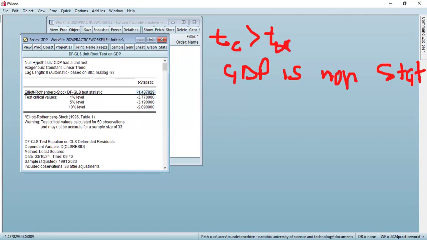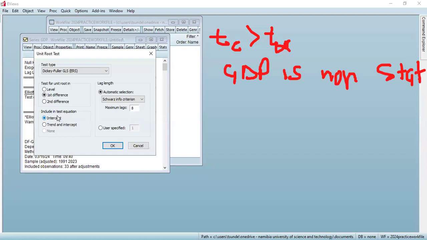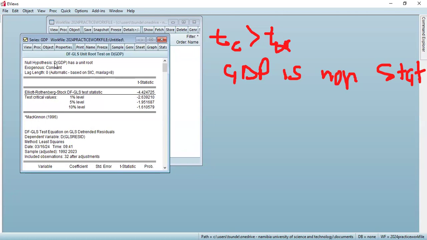So this doesn't change. Right, having done that, we went a step further and repeated the test in the first differences using a model with the intercept, with constant only. We repeated the test, and this is the result that we found. Now, the null hypothesis is that the first difference of GDP has a unit root. In other words, the first difference of GDP is non-stationary against the alternative that the first difference of GDP is stationary. And now, here, the calculated T statistic is more negative than all the critical values, even at 1%, more negative than the 1% critical value. Meaning that our GDP is now stationary. The first difference of GDP is stationary, right?